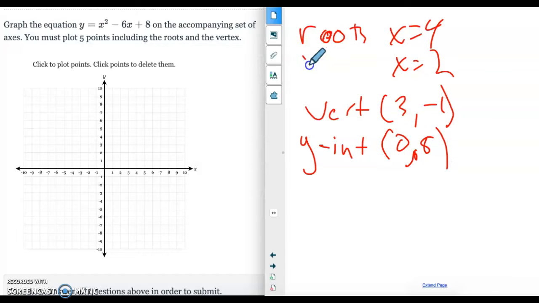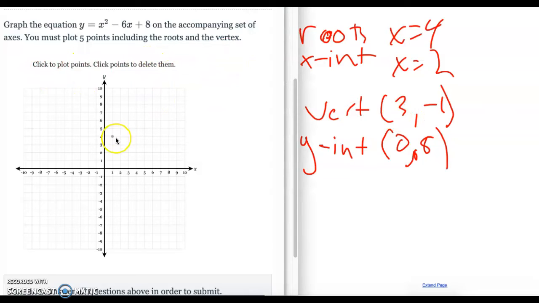My roots are my x-intercepts. And then we need 1 more point. I'm just going to show you how to do it. So we're going to click on here to get points. So my roots are at 4, click. That's that one. At 2, click. That's that one. My vertex is 3, -1.